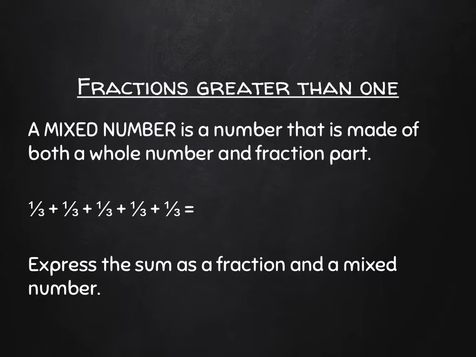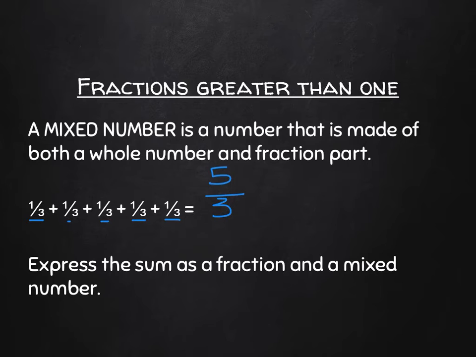A mixed number is a number that is made up of both a whole number and a fraction part. The directions here say to express the sum as a fraction and a mixed number. If I add 1/3 plus 1/3 plus 1/3 plus 1/3 plus 1/3, I know that the denominators are all the same, so the denominator is still thirds. I'm adding thirds. That doesn't change. The pieces that I'm putting together are thirds. The number of thirds that I'm adding would be 1, 2, 3, 4, 5 thirds.